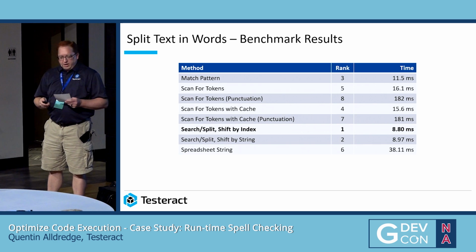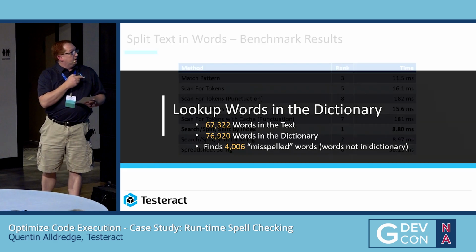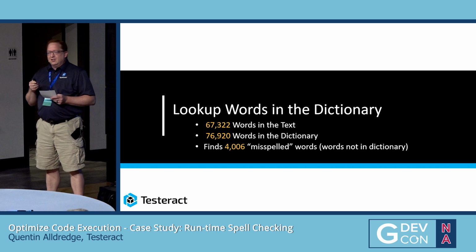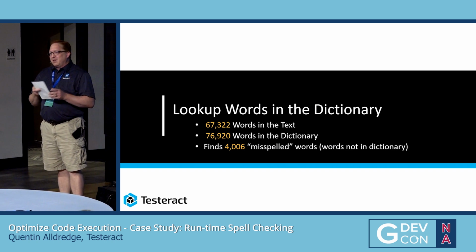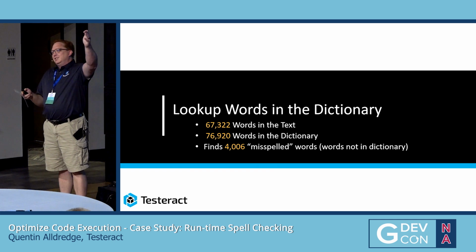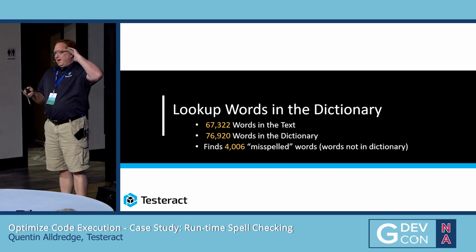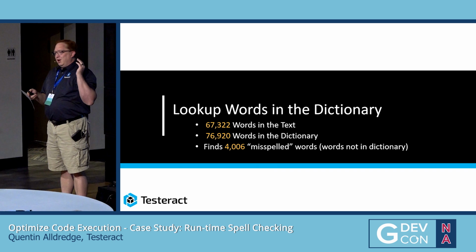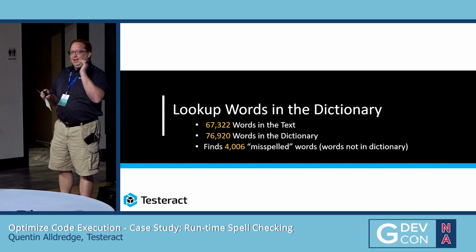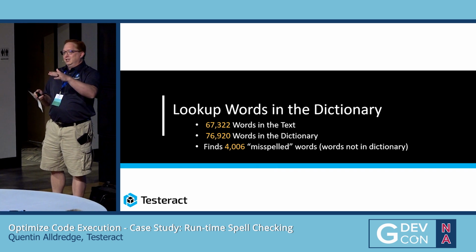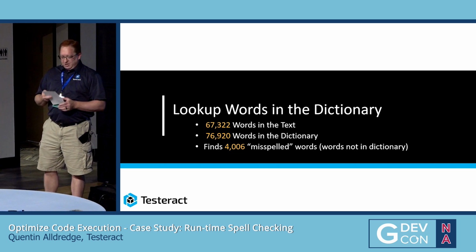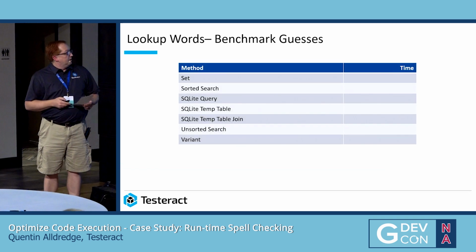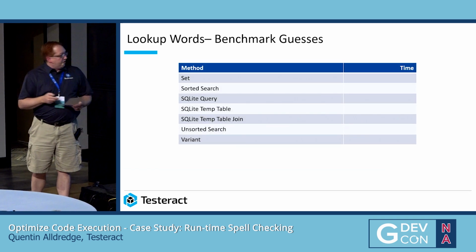Okay, let's go on to round 6. Look up the words in the dictionary. This one's probably one of the more important steps, right? Because now we've got the words split up. We're going to go look and see if it's in the dictionary and determine, almost like a pass or fail, is it spelled correctly, therefore it's in the dictionary, or is it not spelled correctly because it's not in the dictionary? And we have 7 different options for this.